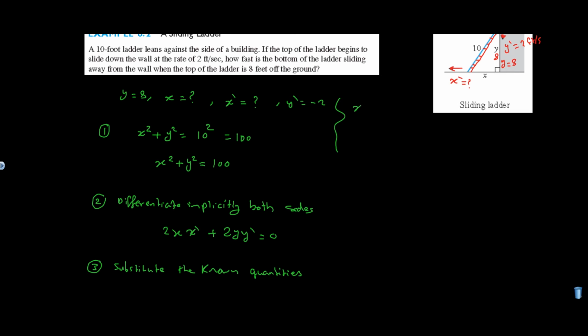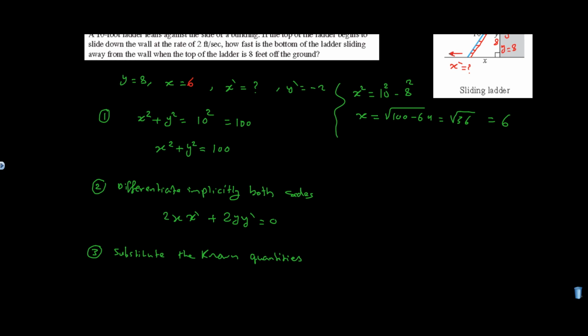x squared is equal to 10 squared minus 8 squared, because y is equal to 8 here. So x is the square root of 100 minus 64, which is the square root of 36. x equals 6. Now 6 is known. Good. Now substitute in the relationship.